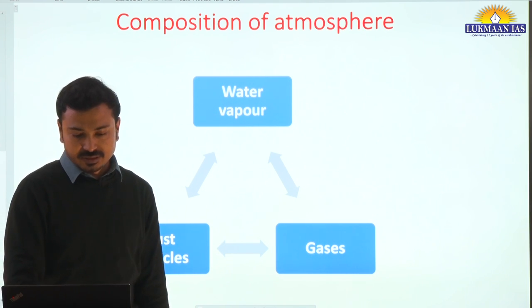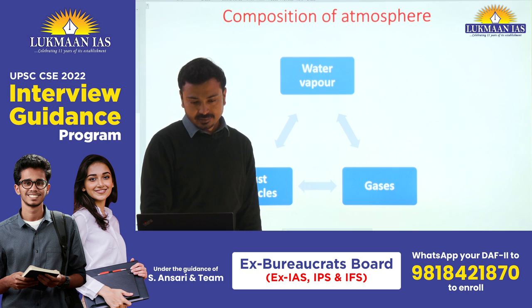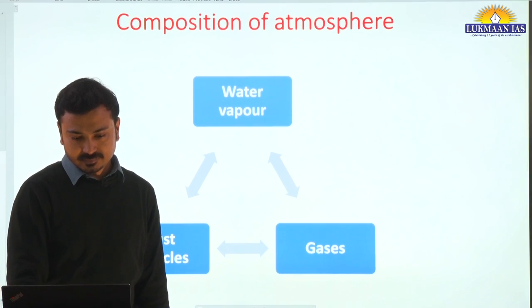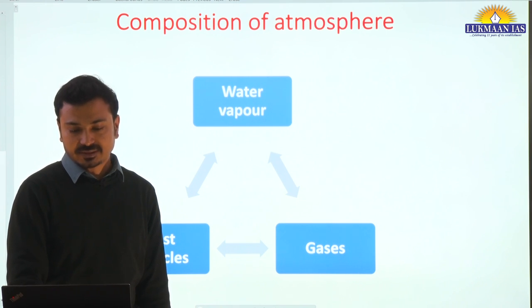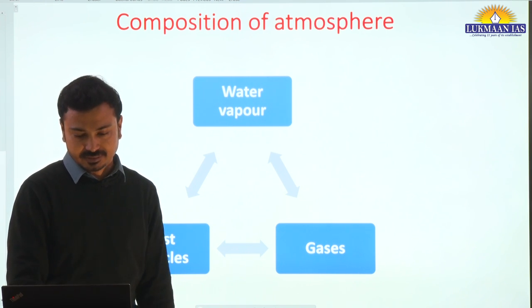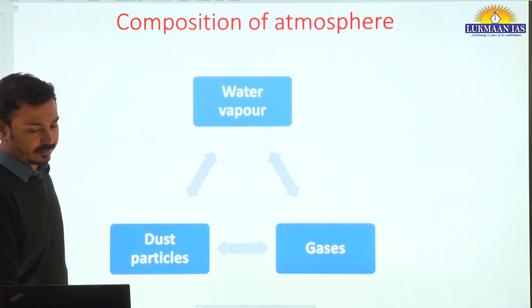Yes, nitrogen, oxygen, argon, 0.93 is argon. Right, that is correct. And thereafter? Yes, there is water also, then carbon dioxide and then neon. Carbon dioxide is 0.0397%. And then neon, which is even less than that, after that there is helium.